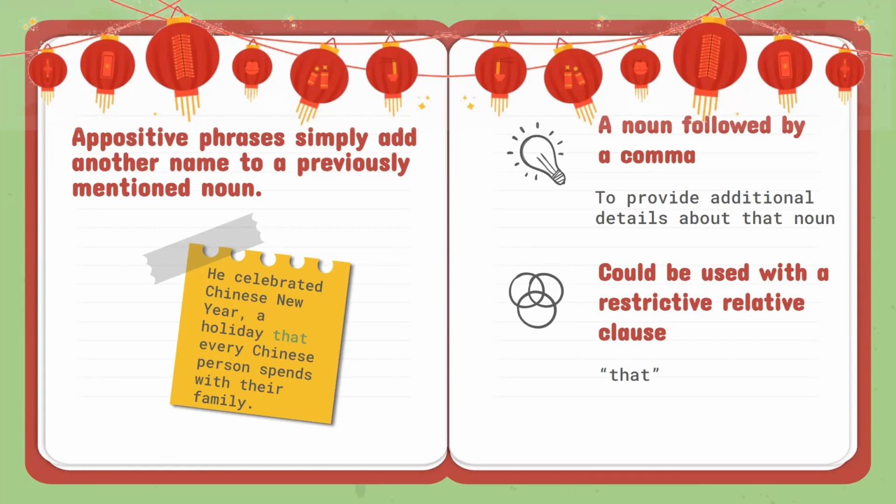Although it was previously mentioned that it was a subcategory of a non-restrictive relative clause, we could also use a restrictive relative clause, which is that. You can see here in the example, he celebrated Chinese New Year, a holiday that every Chinese person spends with their family. Here, after the noun Chinese New Year, there is a comma, and we also use the restrictive relative clause that here in green.